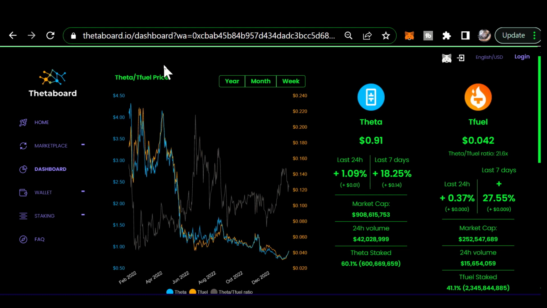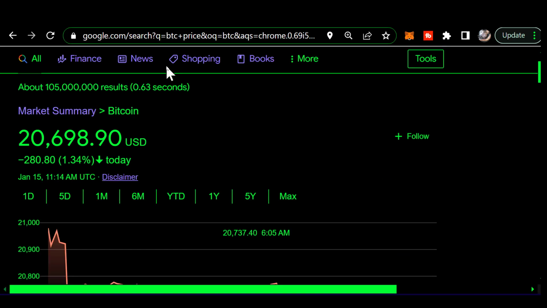The current T-Fuel to THETA price ratio is 21.6 T-Fuel to 1 THETA. The current THETA market cap is $908 million. The amount of THETA staked is 60.1%, and the amount of T-Fuel staked to edge nodes is 41.1%. The price of Bitcoin this morning is $20,698, down 1.3% in the last 24 hours.